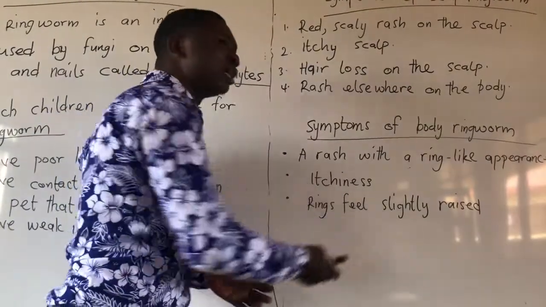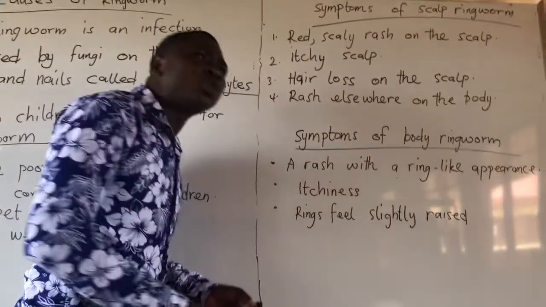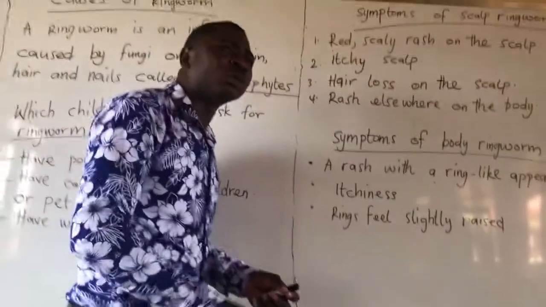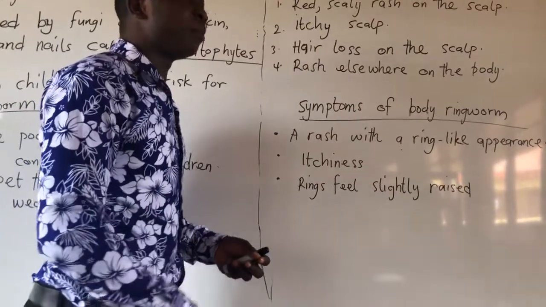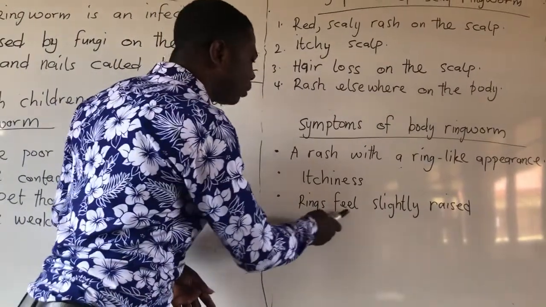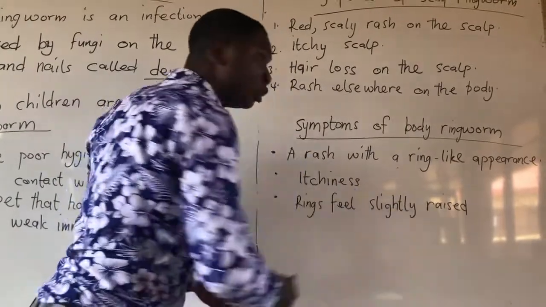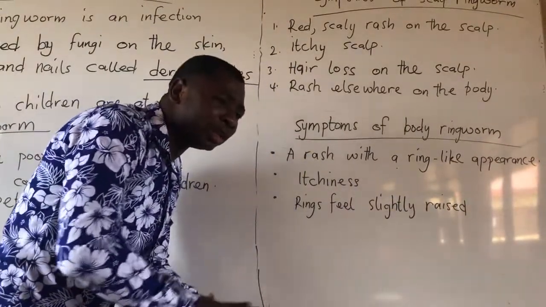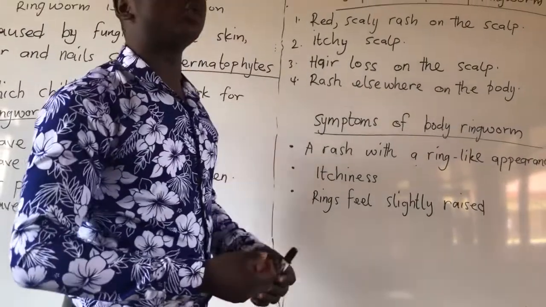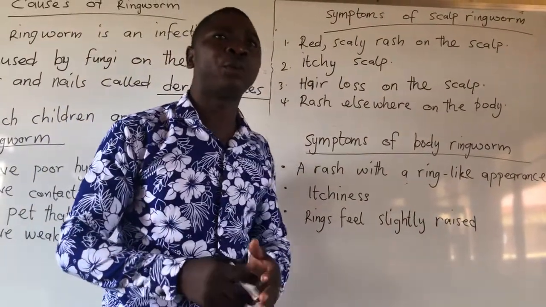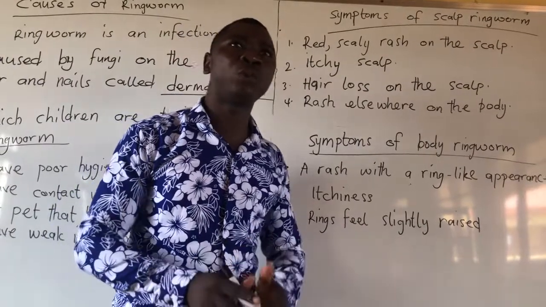Another thing is itchiness. That place will be itching you well. When it's itching you, you know you are affected by the disease called ringworm. Another thing is rings feel slightly raised. So when the ringworm affects the place, you see that place will be raised a little. If it is raised a little, that means you have the disease called ringworm.